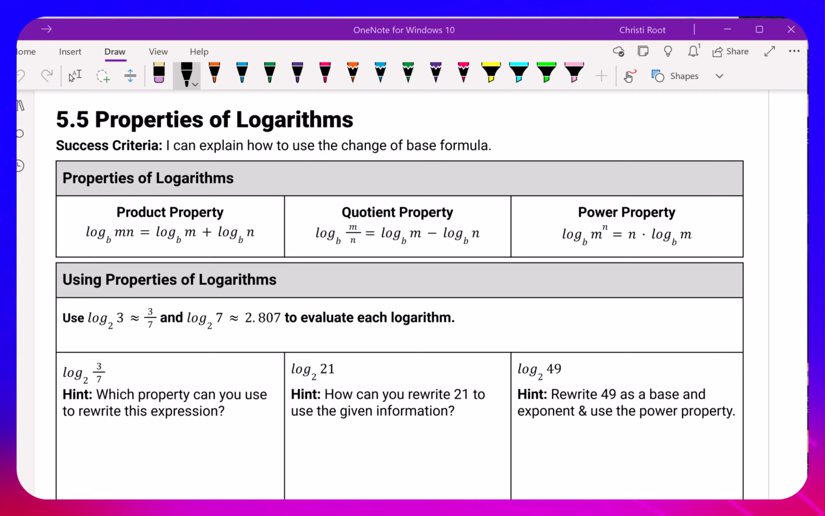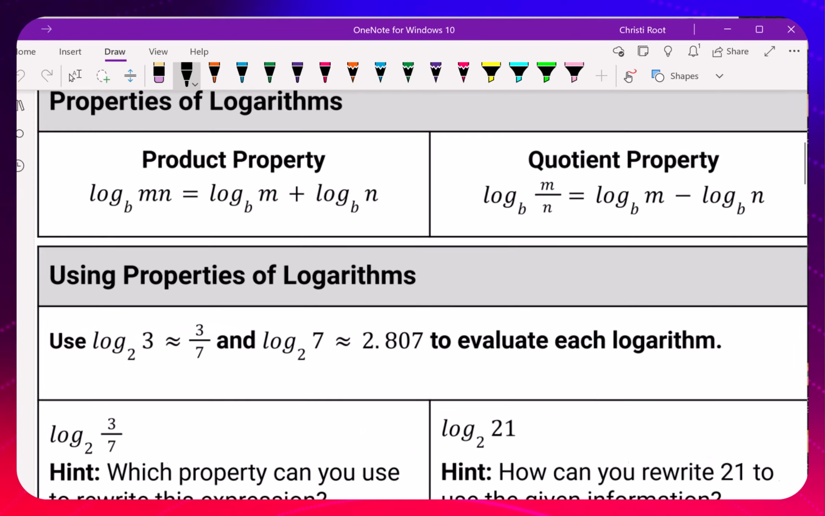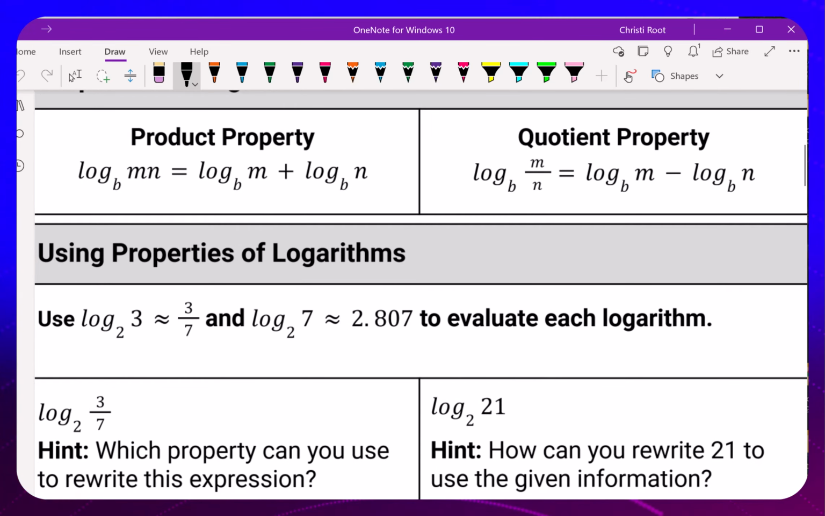You will not be tested on logarithms in Algebra 2 on your end of course at the end of the year, but it will show up on your ACT. So I like to show my honor students how to use the basic properties so you can be a little bit better prepared your junior year for your ACT. So let's talk about the product property and how it is different from the quotient property.